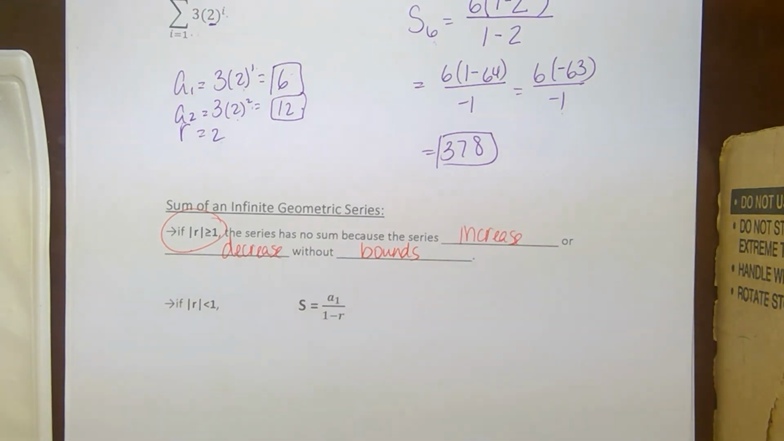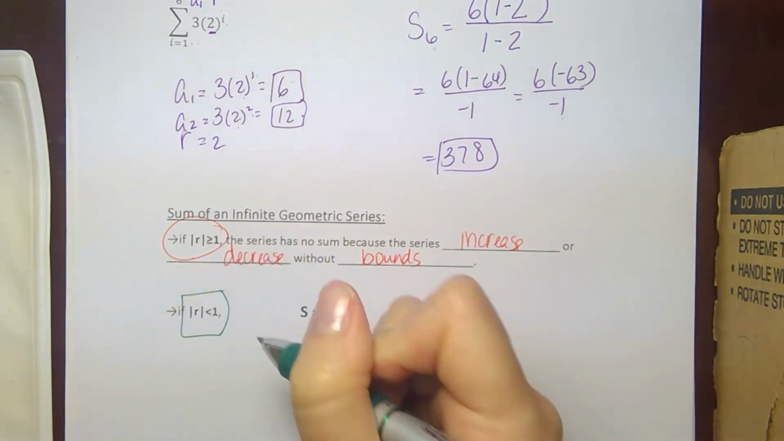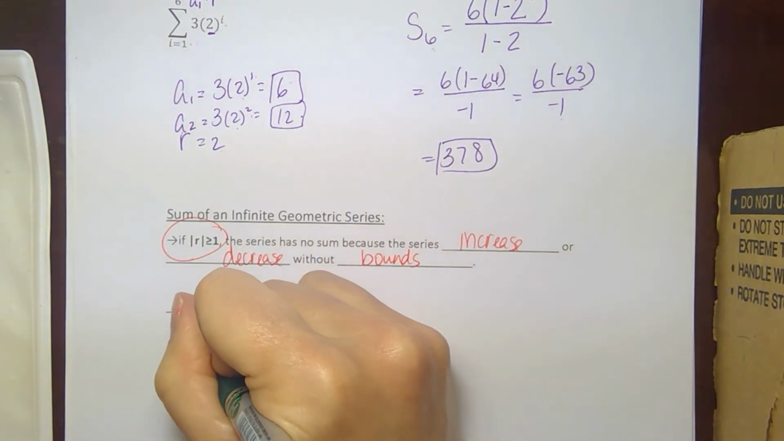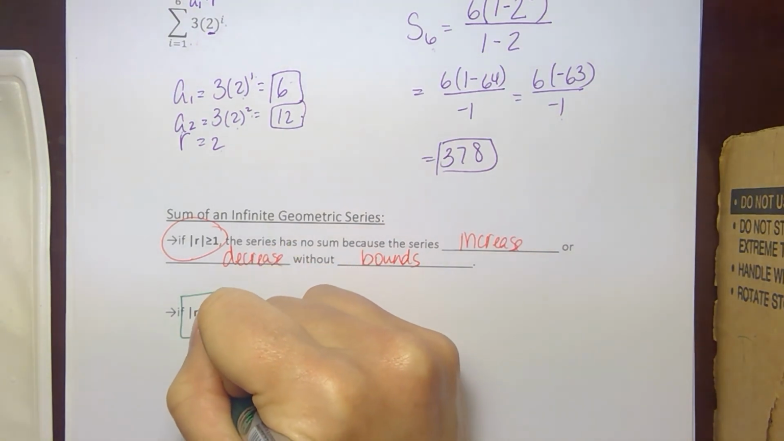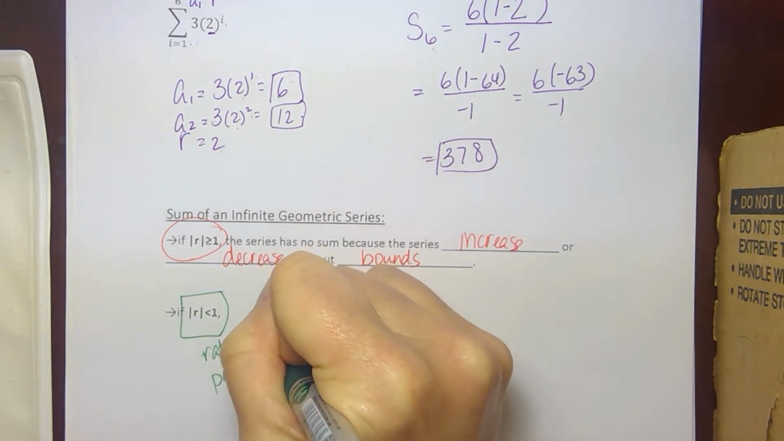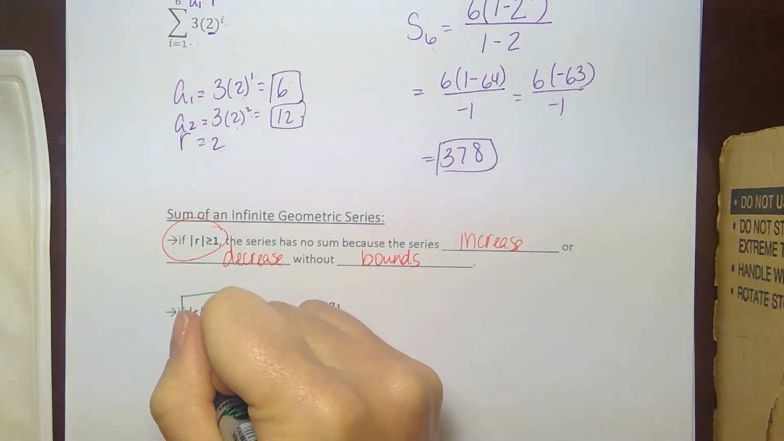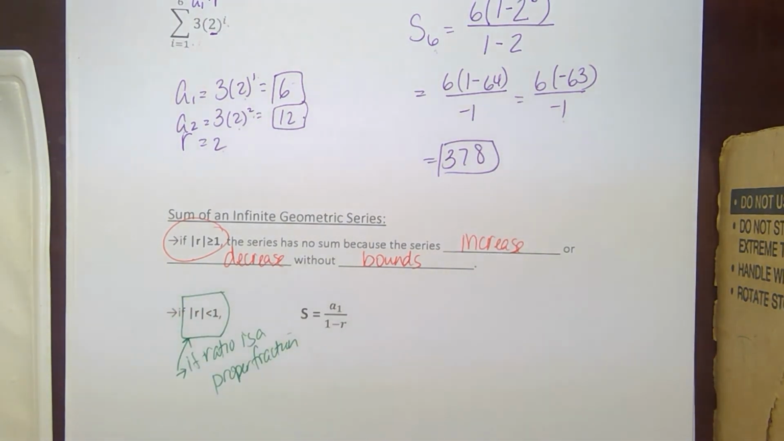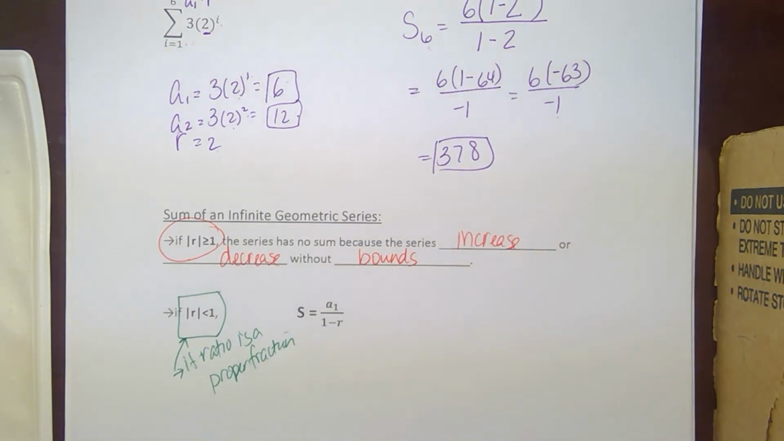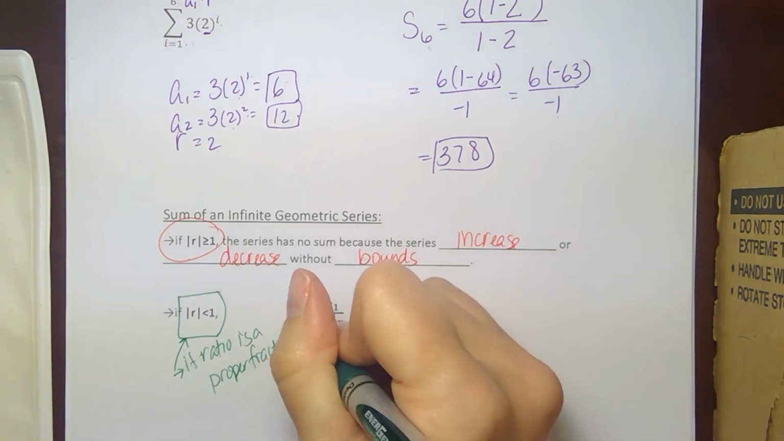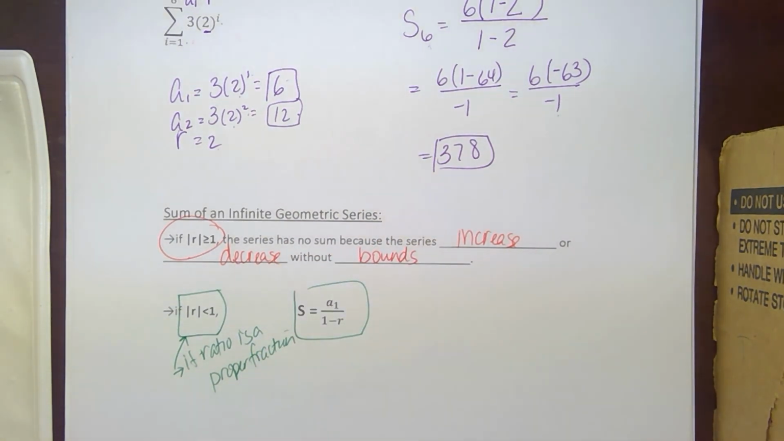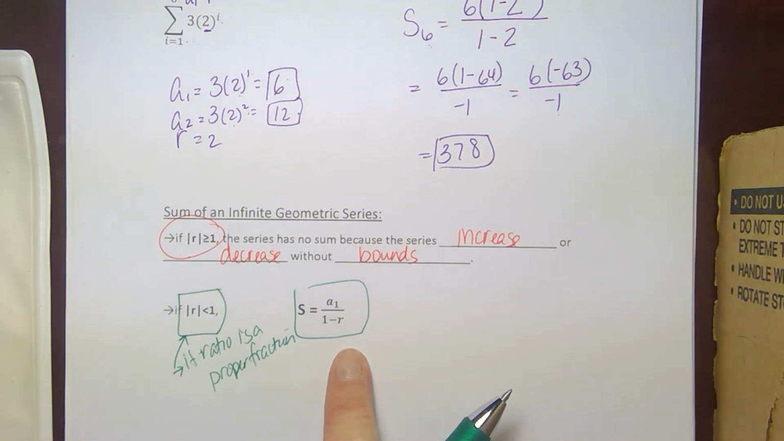However, if my ratio is less than 1, positive or negative, that means if the ratio is a proper fraction, 1/2, 1/3, 2/5, 3/7, positive or negative, then I can find the sum because each time I multiply, make it easy. If I start with 100 and my ratio is 1/2, well, 1/2 of 100 is 50. 1/2 of 50 is 25. 1/2 of 25 is 12.5. And it keeps getting smaller and smaller. I can find that sum.